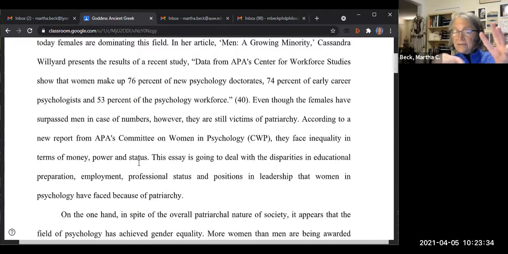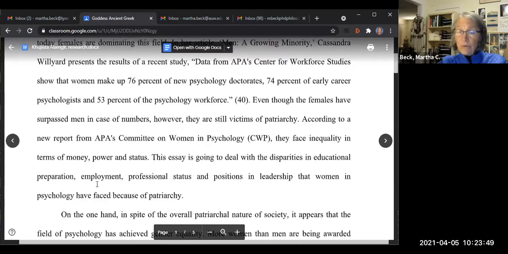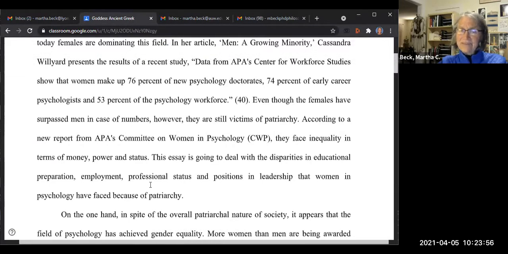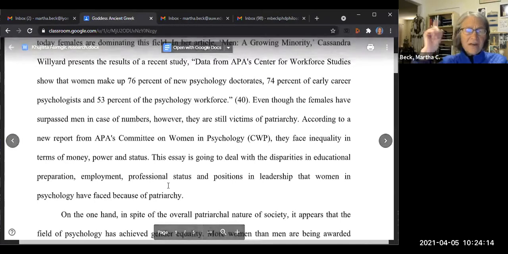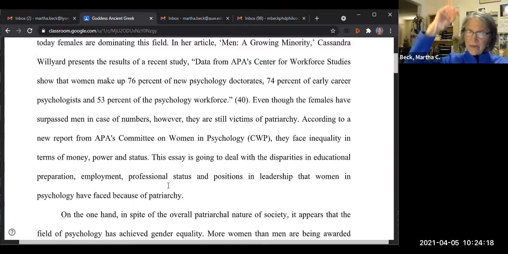So just think, her paper is gonna have to start out with money, then power, then status, okay? The essay is gonna deal with the disparities in educational preparation, employment, okay, that's the money, professional status, and positions in leadership, okay? Well, she could have said money, status, and power would have been better, right? Employment is the money, leadership is the power, and then status, right? So those are the kinds of things to keep in mind. You're just gonna have this paper that just lays it out. In that way, it's like a machine. Make sure each of the pieces of the machine actually fits together.